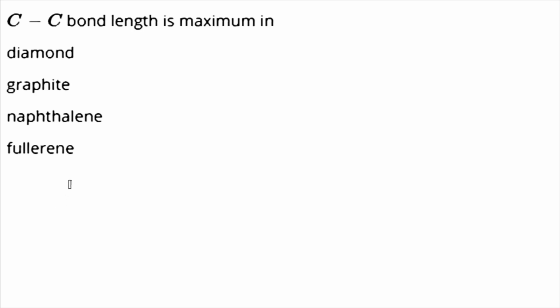Let us look at the question here, which says that carbon-carbon bond length is maximum in, and we have been given four options: diamond, graphite, naphthalene and fluorene. In this question, we need to find out the structures of all these options, and later we can decide which of them has the maximum carbon-carbon bond length. So first of all, let us start with diamond.